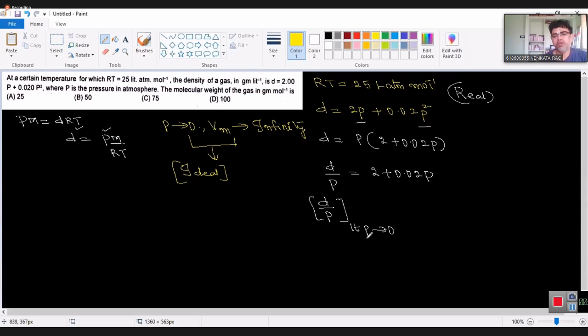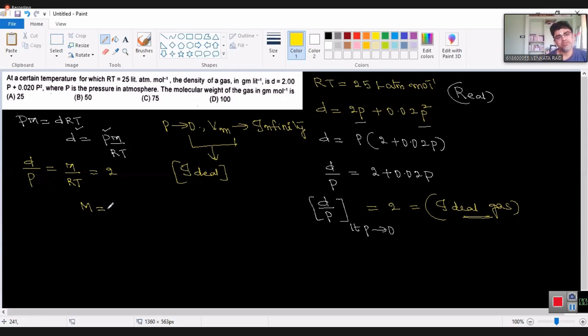Now D by P, when limit P tends to 0, what is the value? 2. So this will be for ideal behavior. That means for an ideal gas, D by P is equal to 2. Now here for ideal gas, what is D by P? M by RT. And according to this, this can be written as 2.